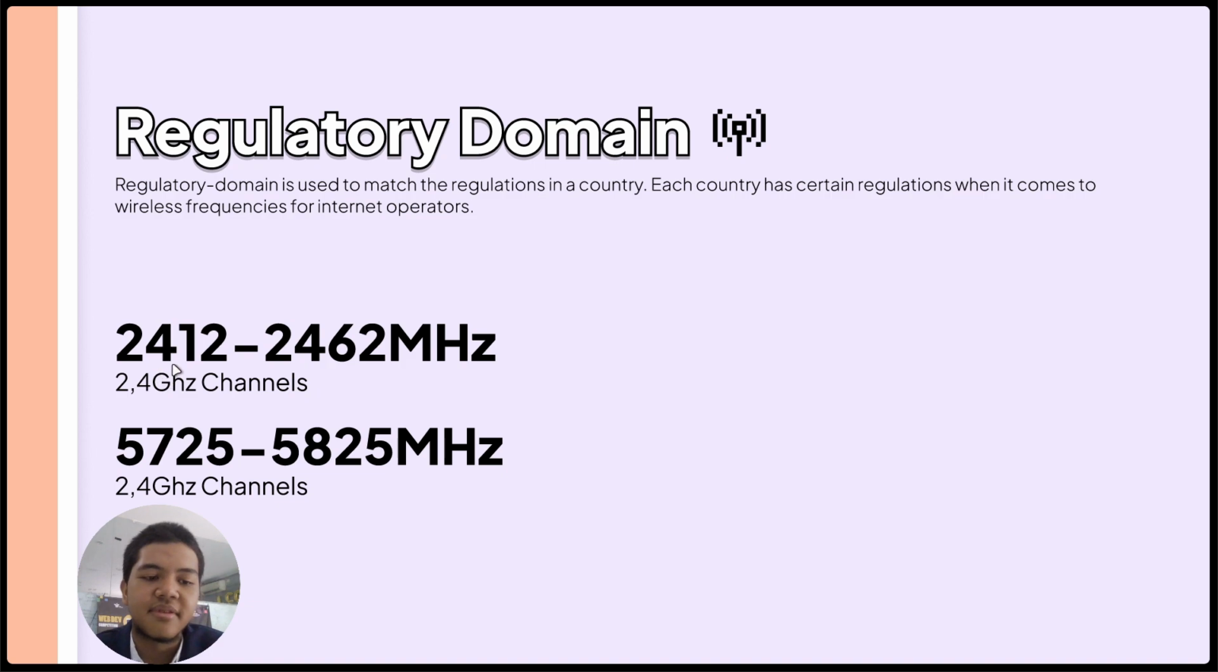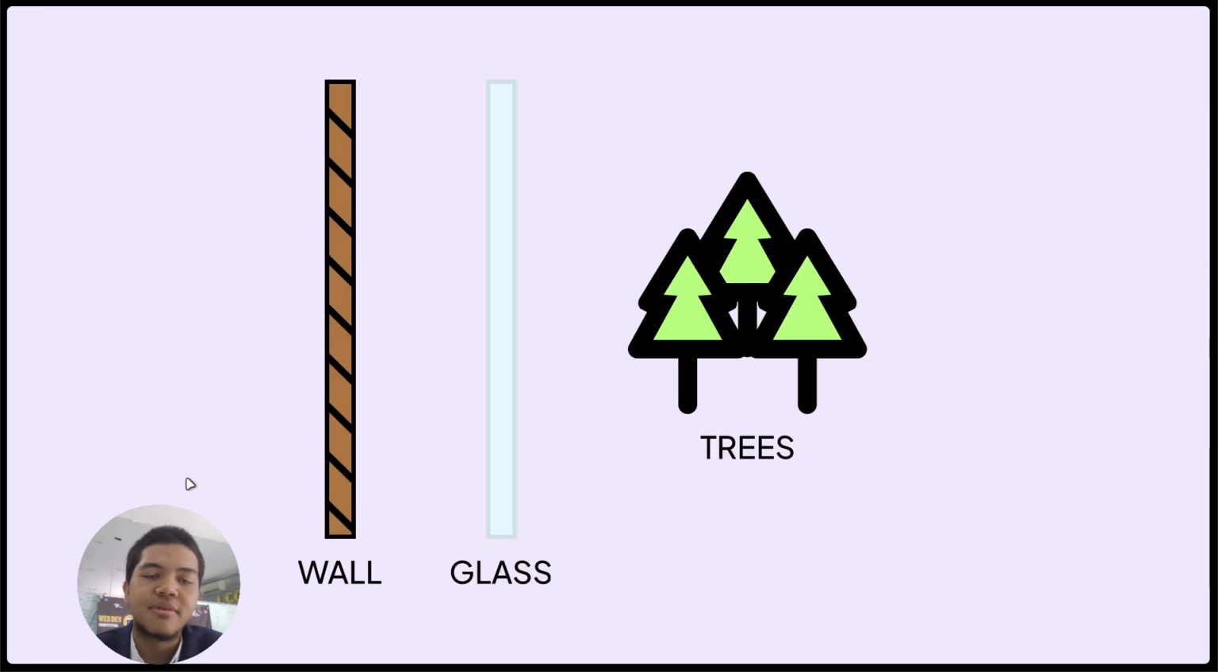They have in the 2.4 gigahertz allow only 2412 until 2462 megahertz, and the next is the 5 gigahertz channel. Sorry, this is a typo, this is the 5 gigahertz channel. It allows only from 5725 until 5825 megahertz in 5 gigahertz. Okay, so that's about the regulatory domain.